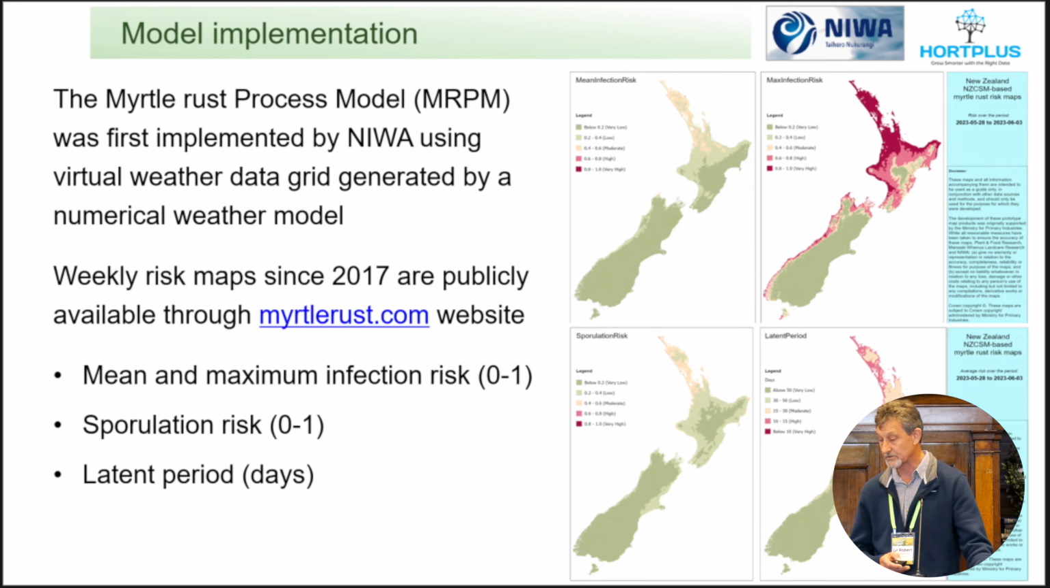So those maps show each week four maps. There's mean and maximum infection risk on the top there. And then the next two down there, the sporulation risk, which I'm not saying much about, and the latent period in days. That particular set of maps was from the beginning of this month, actually, so it was just from one week at the beginning of this month.